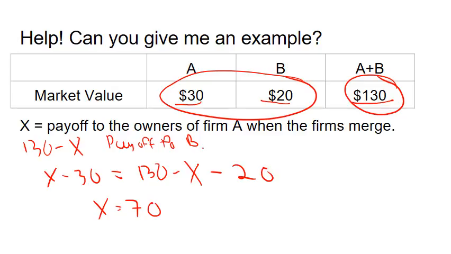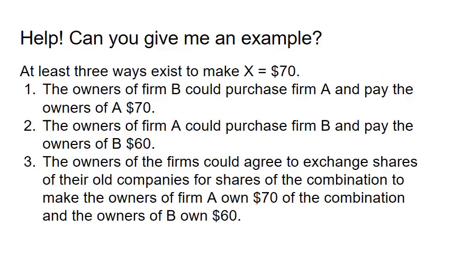Well, at least three ways exist to make X equal $70. The owners of firm B could purchase firm A and pay the owners of A 70 bucks straight up. The owners of A could purchase B and pay the owners of firm B $60. The owners of the firms could agree to exchange shares of their old companies for shares of the combination to make the owners of firm A own $70 of the combination, and the owners of B would own $60 of the combination.